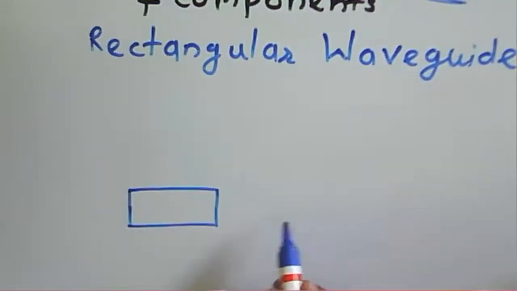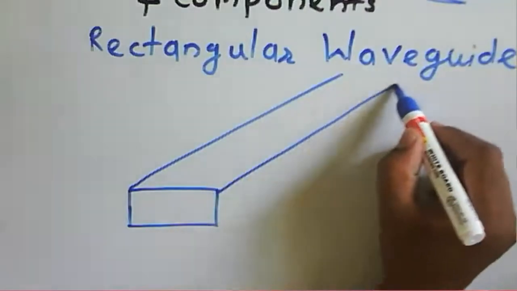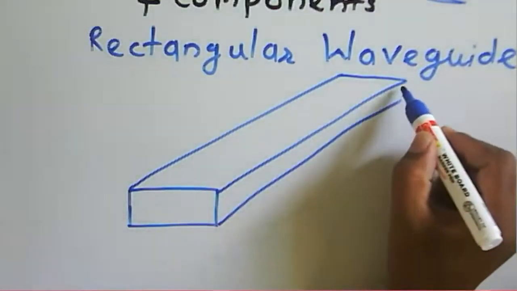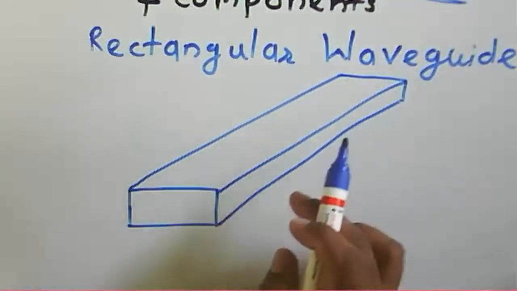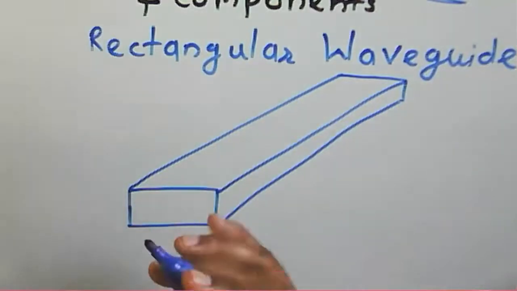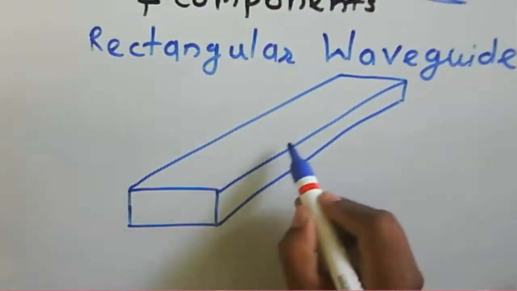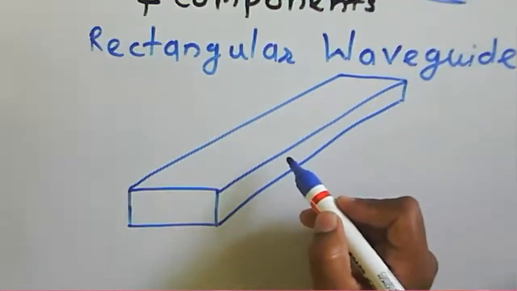Now this is a rectangle. This is the cross section of a waveguide. Now you can see that this is your rectangular waveguide. It is a hollow tube. This is a rectangular cross section. If you cut this here, you will get a rectangular cross section. This is your rectangular waveguide. Now your wave is propagating through this guide, through this rectangular waveguide.